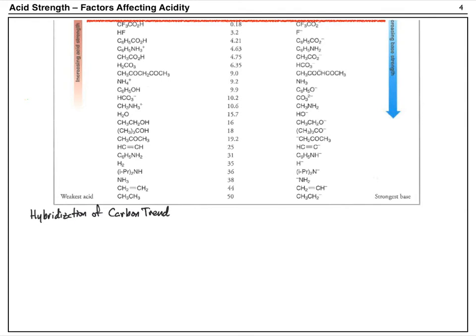I think in learning organic chemistry, it's important to understand trends. If you can understand trends and explain them, you will have a much easier time with the material than just trying to memorize things. So let's go ahead and draw out those species.